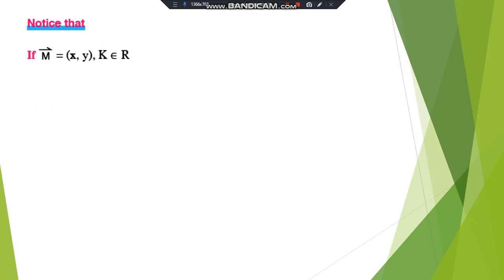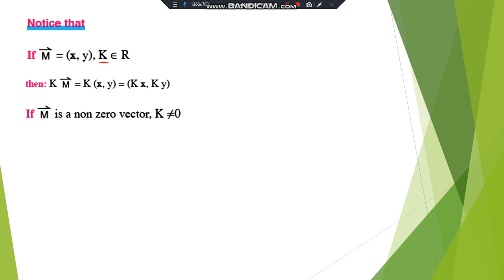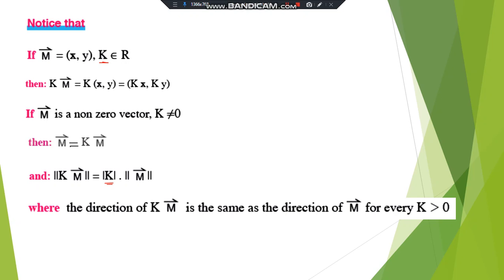Notice that if we have vector m represented by x and y, and k is a scalar quantity belonging to R, so k multiplied by the vector m equals k multiplied by the ordered pair x and y. From properties of multiplication, so kx and ky. So if m is a non-zero vector and k is not equal to 0, then the norm of km means the norm of m multiplied by the absolute value of the scalar quantity k.